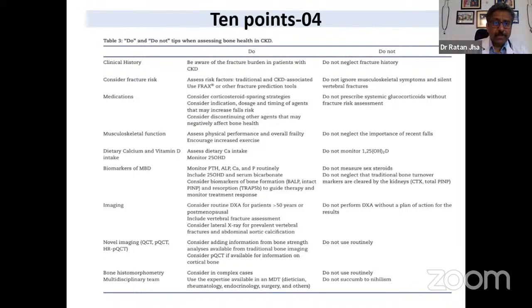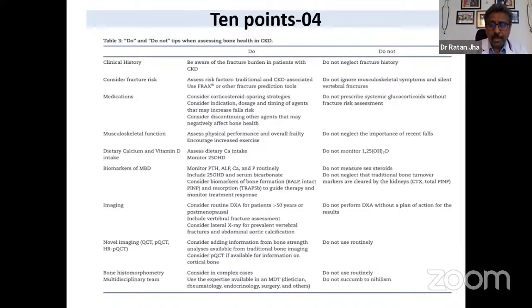Dietary calcium and vitamin D intake should be assessed. Vitamin D is usually assessed by 25-hydroxy vitamin D level and not 1,25-hydroxy vitamin D. Assess the calcium intake. Biomarkers of mineral bone disease that we talked about, calcium, phosphorus, alkaline phosphatase, and bone alkaline phosphatase where available, including 25-hydroxy vitamin D and serum bicarbonate, should be part of the assessment. The biomarkers for bone formation, like bone-specific intact PINP, and resorption markers like TRAP should be utilized when available to monitor treatment response.